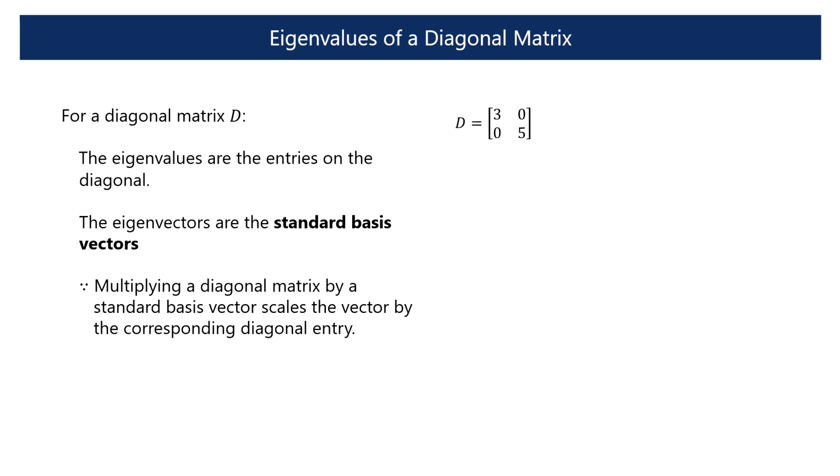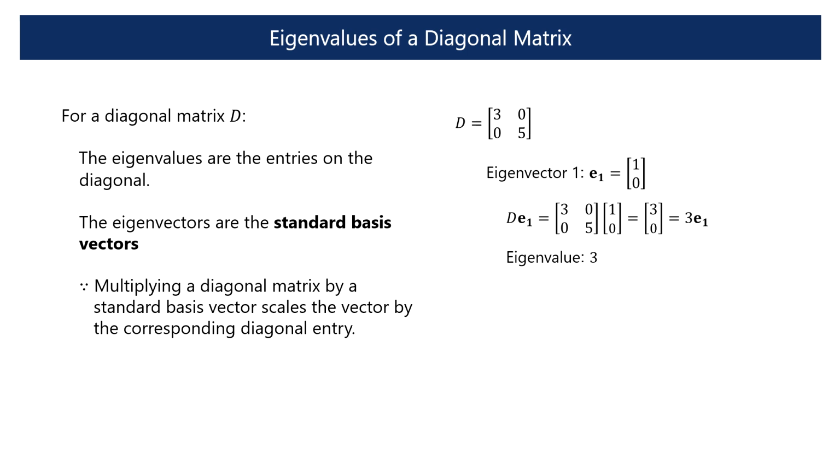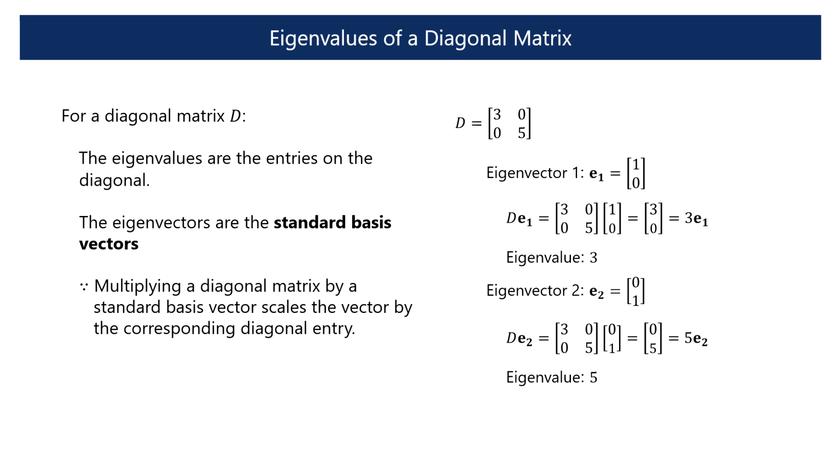As an example, take this diagonal matrix D. One of its eigenvectors is E1, and in this case, the eigenvalue is 3. Another eigenvector is E2, and in this case, the eigenvalue is 5. As we can see, each diagonal entry of matrix D corresponds to an eigenvalue, and the standard basis, that is, E1 and E2, are the eigenvectors.